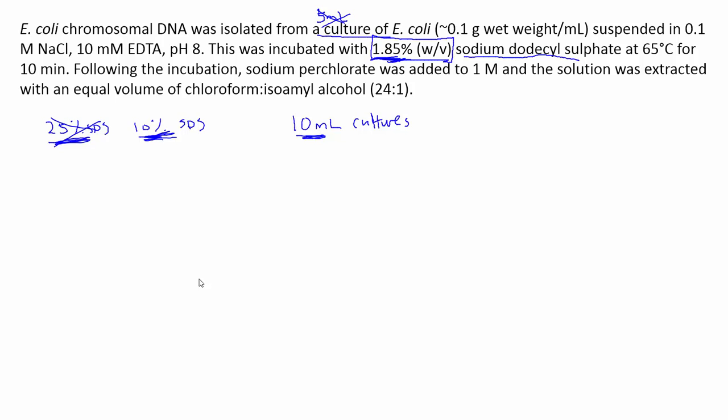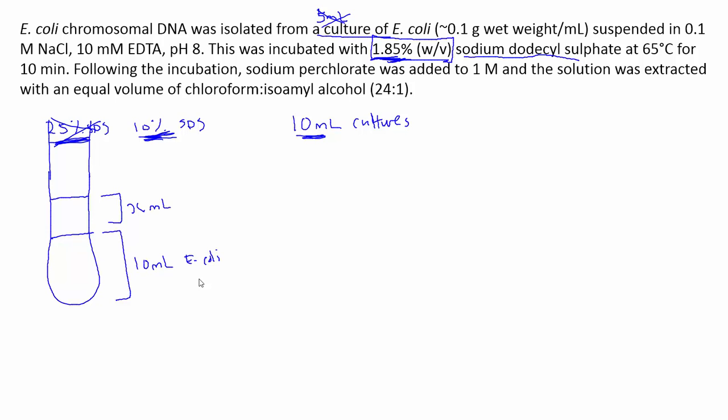The way to think about it is, let's draw a picture. So this is our 10 mils of E. coli, and onto this 10 mils we have to then add, say, X mils of the 10% SDS. This means the final volume is going to be 10 plus X milliliters. We know our starting concentration is 10% for the SDS, and we know the final concentration of SDS in this needs to be 1.85%.